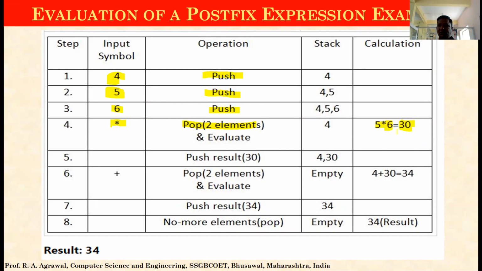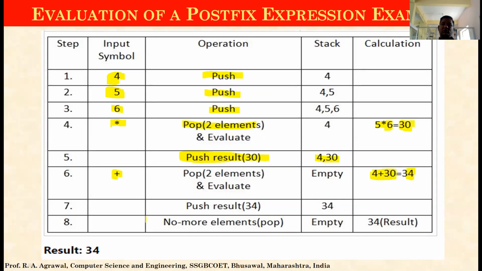Now you have to add this 30 again on the top of the stack. What is 30? 30 is your result. This result will be pushed back again on the top of the stack, and then you will get another operator which is plus. Again you will perform B operator A, that is 4 plus 30, you will get 34.